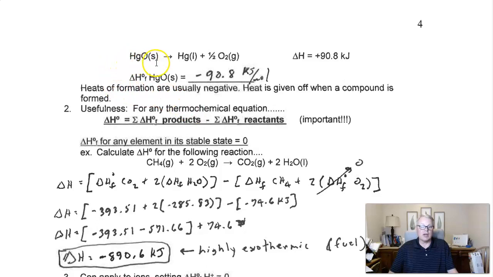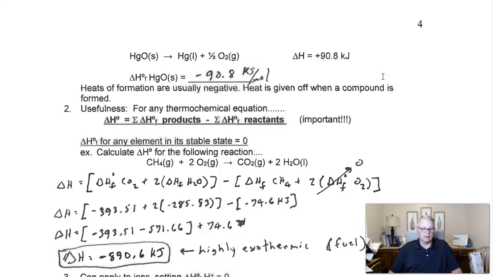Okay, well, what about this one? This is mercury oxide. Mercury oxide will decompose into liquid mercury and a half a mole of oxygen. Delta H for this reaction is positive 90.8 kilojoules. Endothermic or exothermic? Endothermic, positive delta H, heat taken in. You have to add heat to decompose the mercury oxide. Given that equation, what is the heat of formation for mercury oxide? Well, it's negative 90.8 kilojoules per mole.